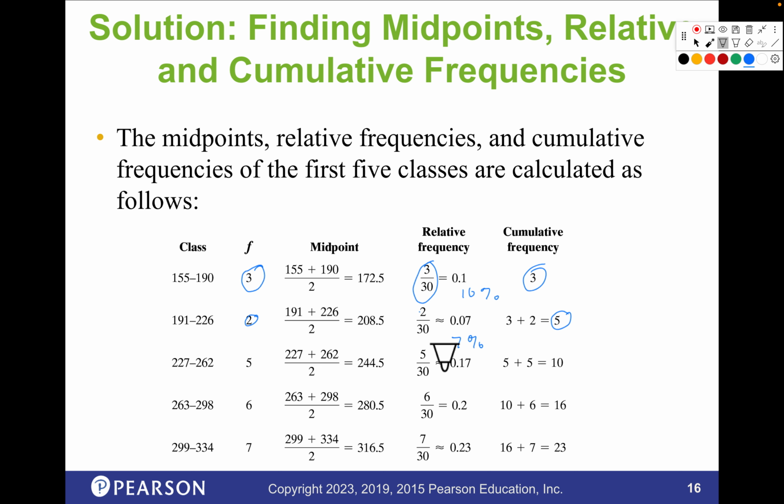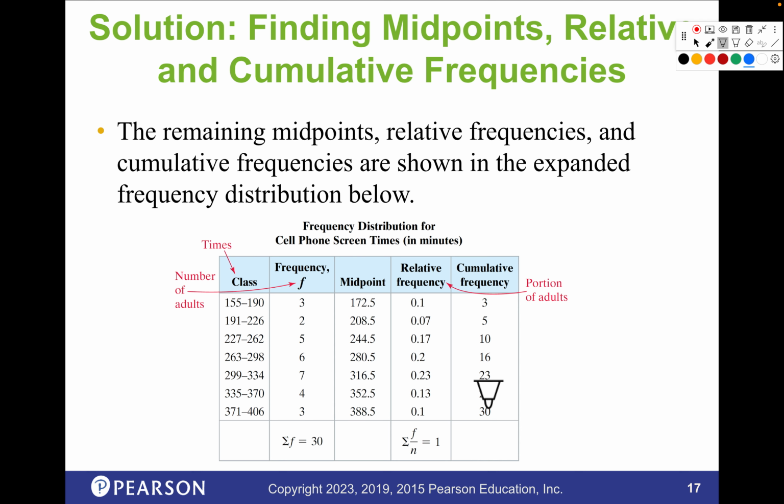But again, you're just taking the frequency divided by the total. That gives you a relative frequency. And what we're going to see is we can use those for things called a pie chart. So we use each of these numbers in different ways. Okay. So we can do that.